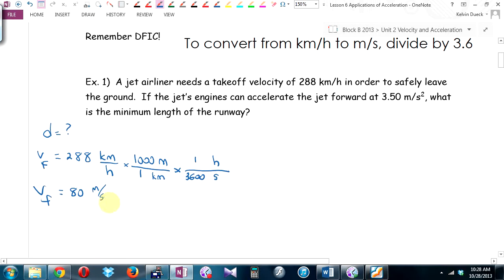Okay. Keep reading. What else do I have? Someone say acceleration? How do I know? Okay, it's worth putting units together. So there's an acceleration of 3.5 meters per second squared.